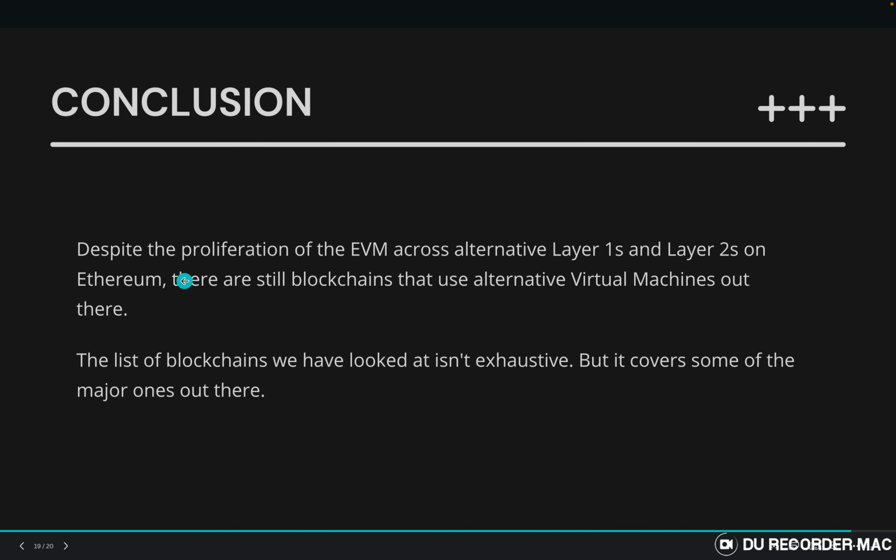So, conclusion: despite the proliferation of the EVM across alternate layer ones and layer twos on Ethereum, there are still blockchains that use alternate virtual machines out there. Yes, EVM is proliferating everywhere, but there are still blockchains that use other virtual machines to run their smart contracts. Now, the list of blockchains we have looked at isn't exhaustive. There are other blockchains that use other virtual machines apart from EVM, but this slide covers some of the major ones. So that's it.